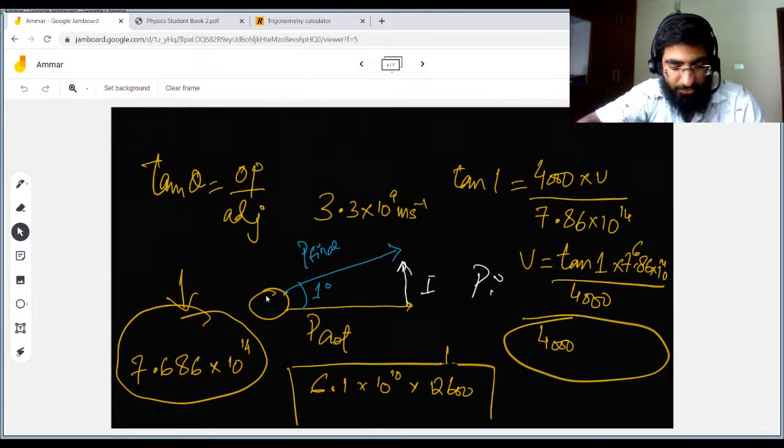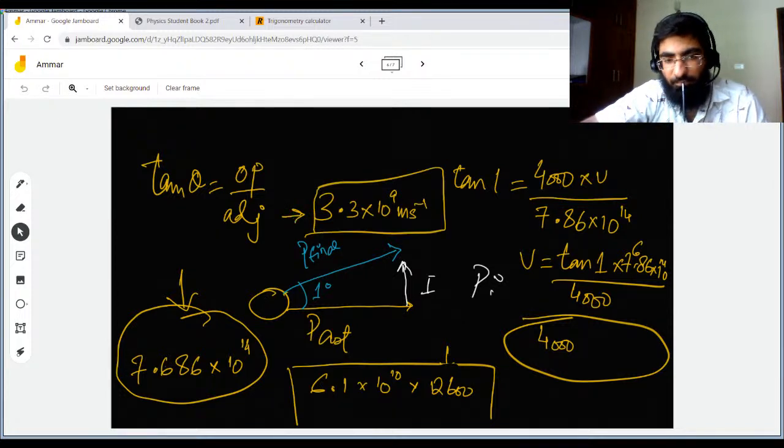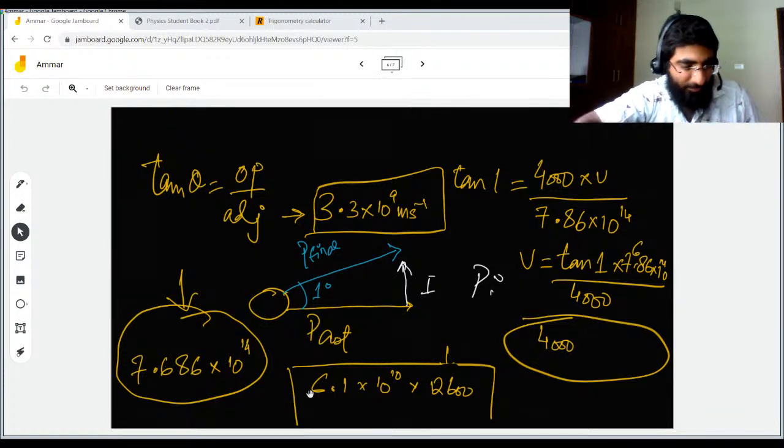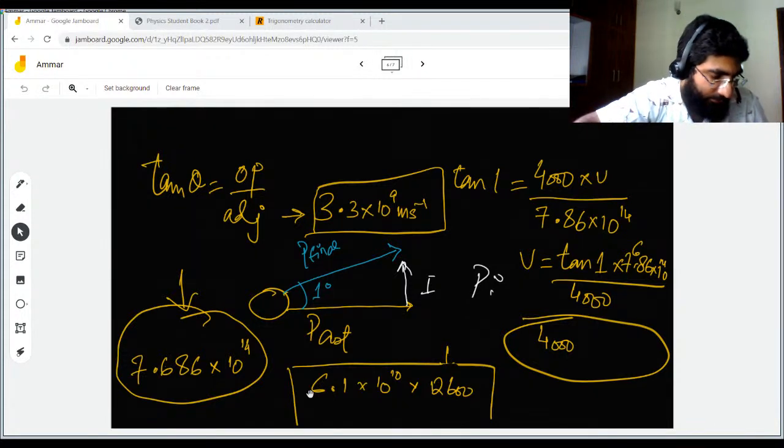Do you see what's the problem with this answer? It's greater than the speed of light. So you can't move it with an impactor of this particular velocity.